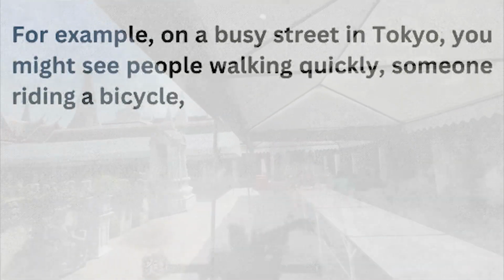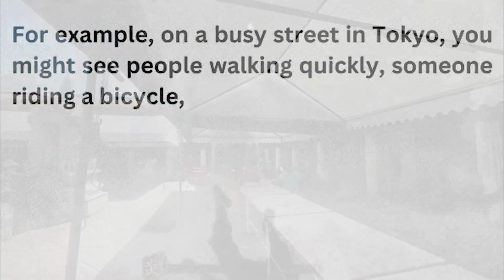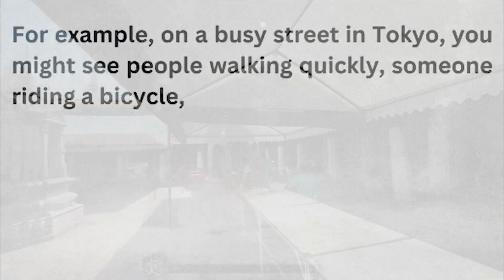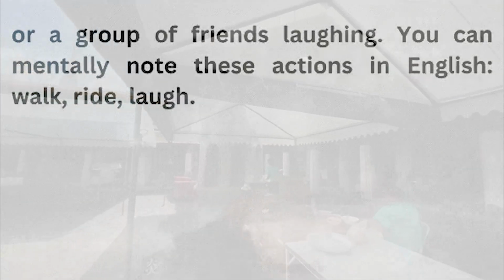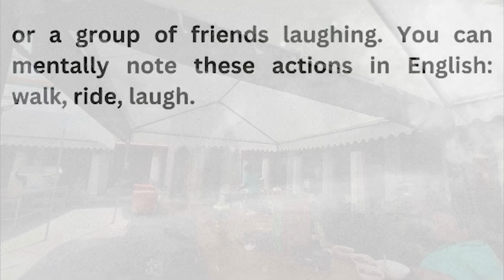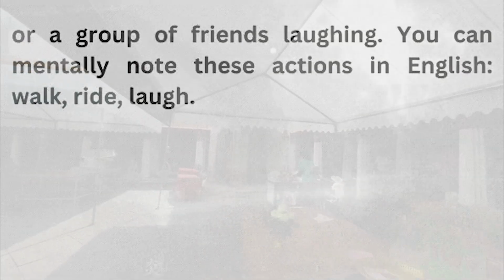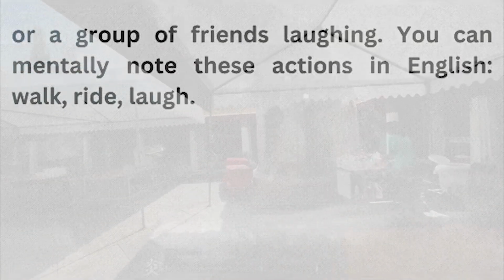For example, on a busy street in Tokyo, you might see people walking quickly, someone riding a bicycle, or a group of friends laughing. You can mentally note these actions in English: walk, ride, laugh.